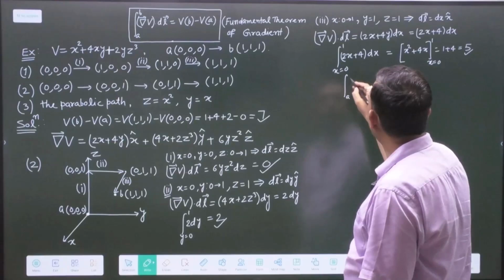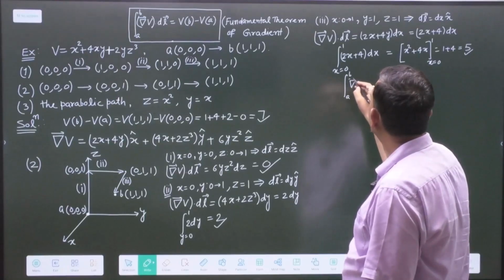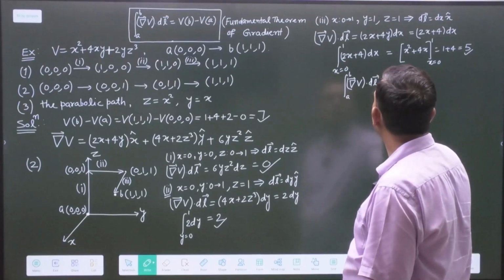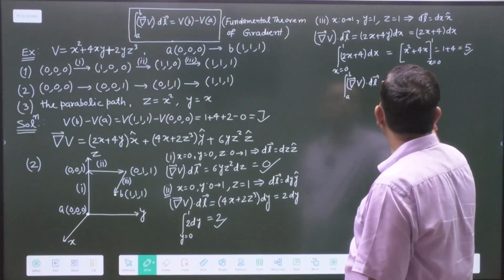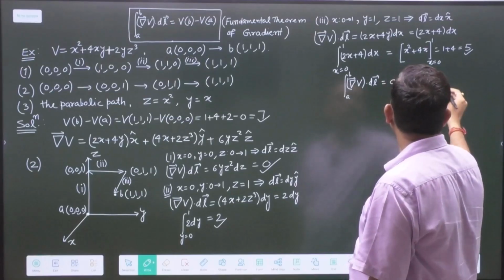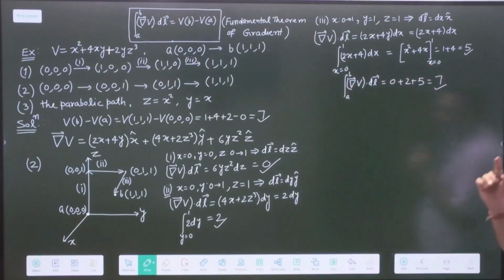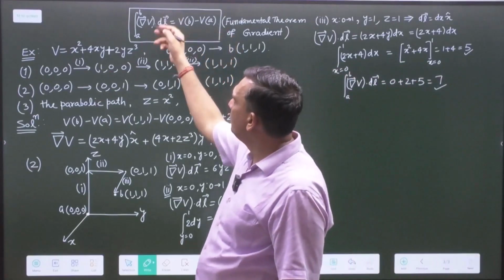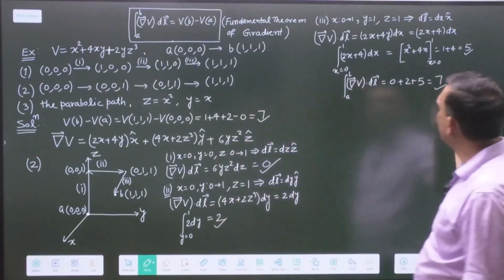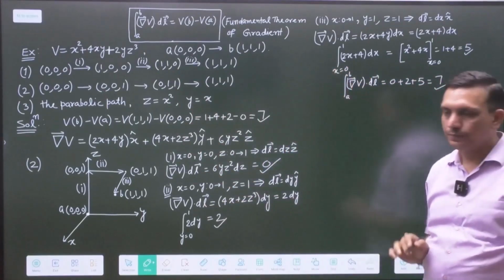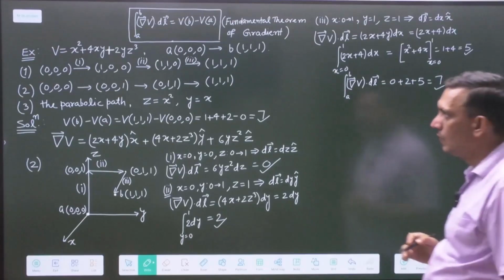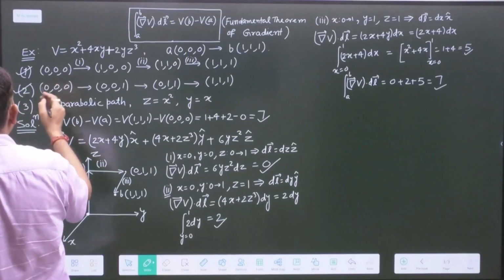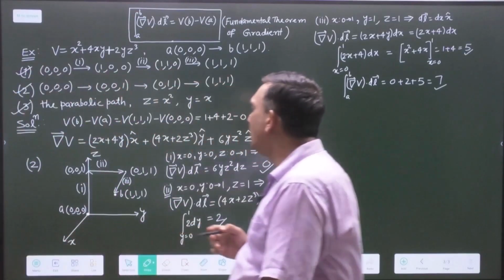So from A to B, the integral of gradient v dot dl is 0 plus 2 plus 5, and that is again 7. So VB minus VO is 7, and from A to B the integral of gradient v dot dl is 7. So that verifies the gradient theorem. So we have verified along segments 1, 2 and 3. Now we have to see along the third path.